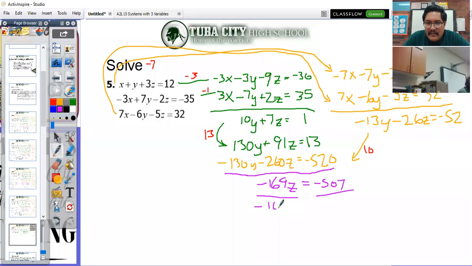Now I got to divide both sides by 169. Z equals 507 divided by 169. So it's going to be 3. So there we go. We got our first variable. Got the first one.